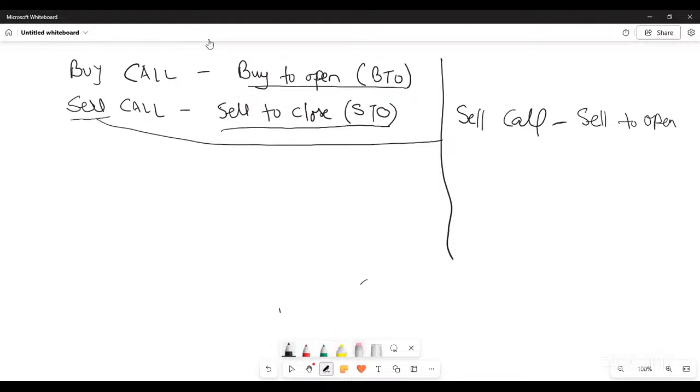So this would be sell to open. No, selling a call would still be sell to close, right? That is where you're closing your position basically. And sell to call is like buy to open sort of thing, but it is the opposite. So the shorting side of the buy. Hold on. Okay, it's working now.